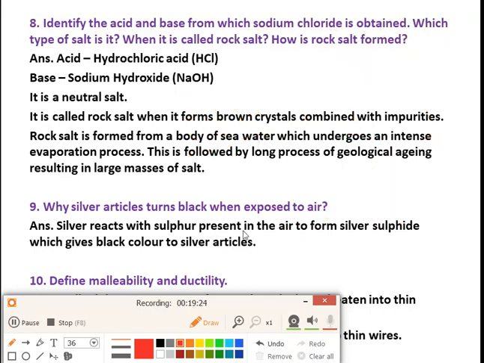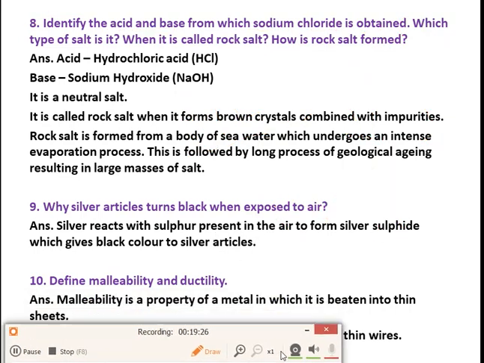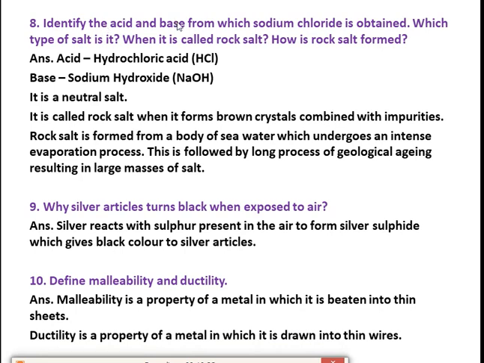Okay, now let's move to the second part of the question. Which type of salt is sodium chloride? It is a neutral salt, because whenever acid and base combine together, we get a salt. The acid neutralizes the base, so we are getting a neutral salt. So sodium chloride is a neutral salt.